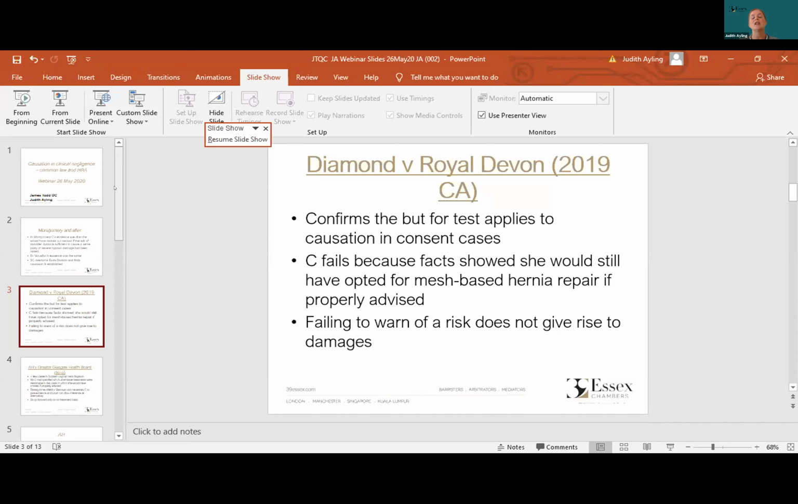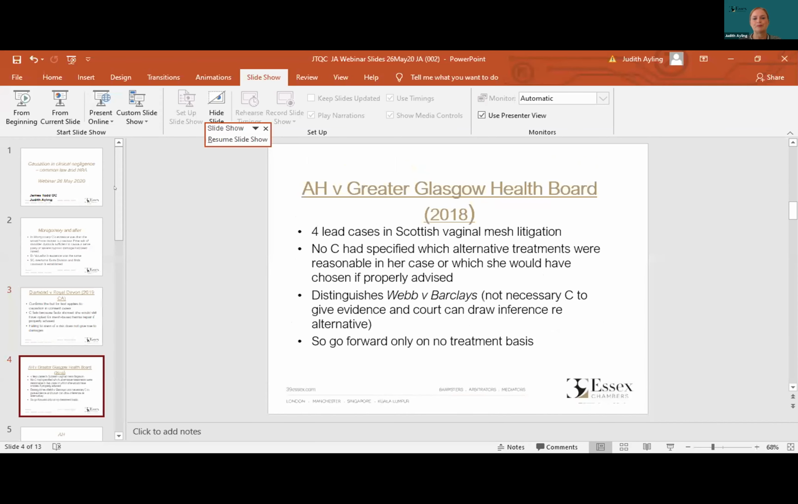And you also know Court of Appeal authority Sean Kovacs, which was upheld or endorsed in Diamond and Royal Devon, that simply failing to warn of a risk, which had happened in the Diamond case, failing to warn her of the risk on a future pregnancy of the mesh-based hernia repair, does not in itself give rise to damages.